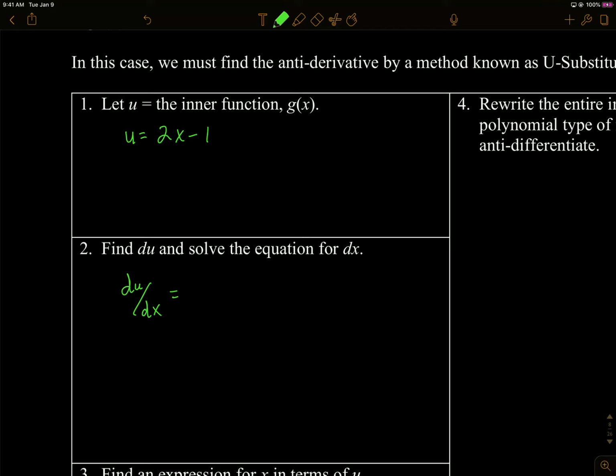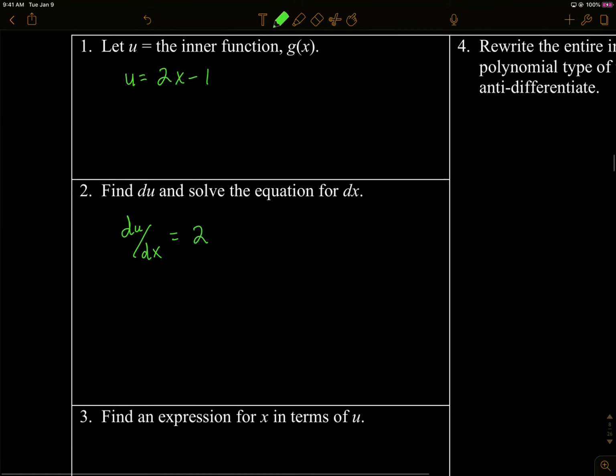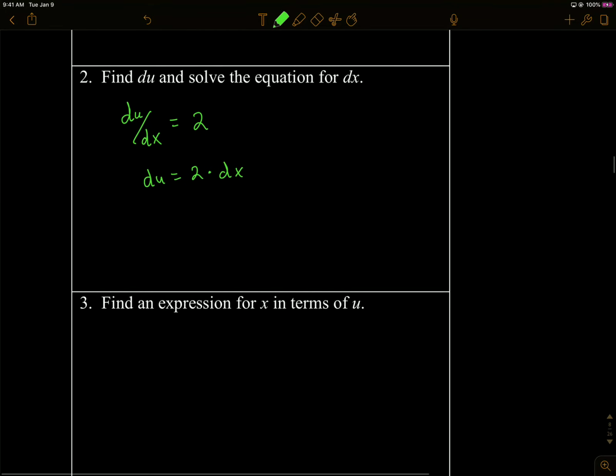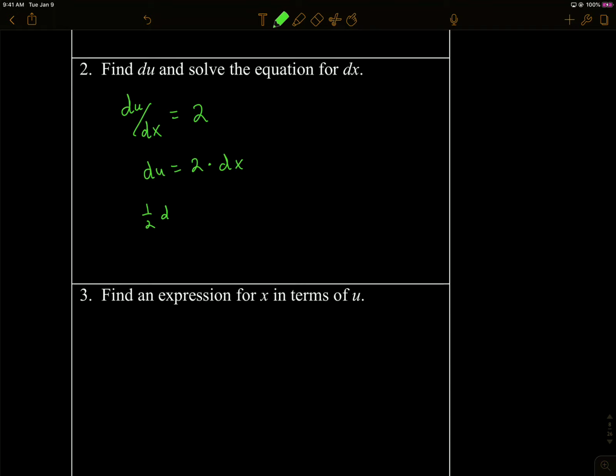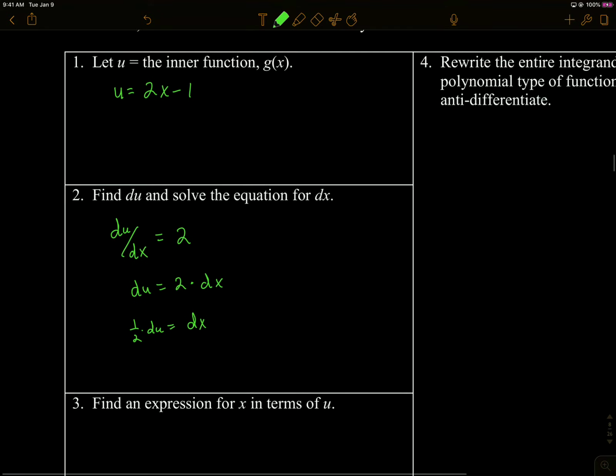So du over dx, we're going to use that notation instead of u prime, is 2. And then we want to solve the equation for dx. So we've got du equals 2 times dx. And then I divide by 2, I get 1/2 du equals dx. 1/2 times du. So we don't want to write it as du over 2. We've got to separate the constant 1/2 from the du. Okay, so that's step 2.